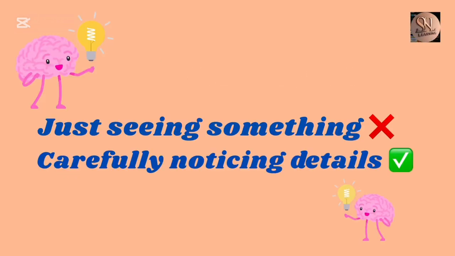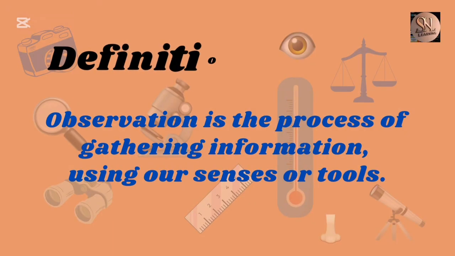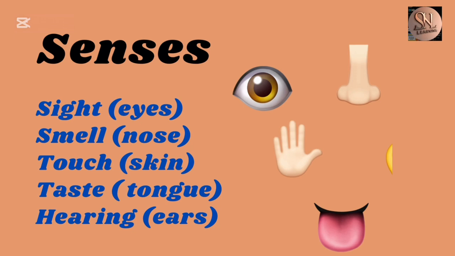It should be kept in mind that just seeing something is not observation. Carefully noticing details to gain information is observation. It can be defined as: observation is the process of gathering information using our senses or tools. If we talk about senses, I'm sure all of you know that we have 5 senses. Sense of sight through our eyes, sense of smell through our nose, sense of touch, can you please repeat with me? Sense of touch through our skin, sense of taste through our tongue, and sense of hearing through our ears. So, with the help of these 5 senses, we can observe things around us.